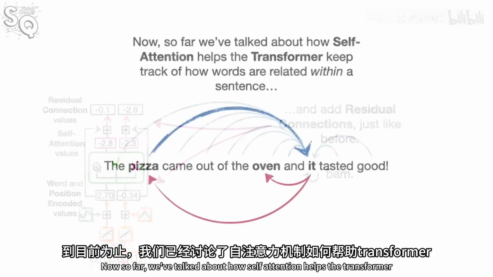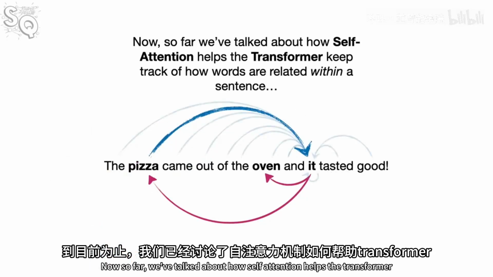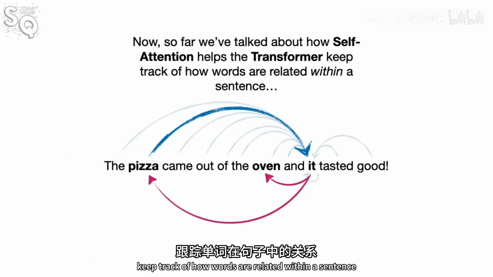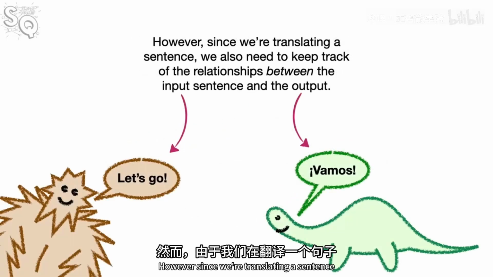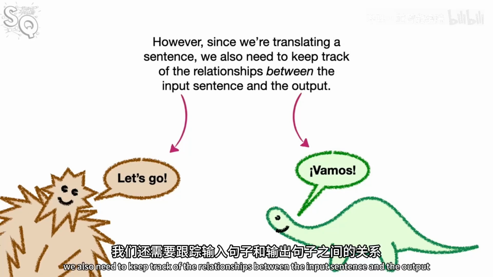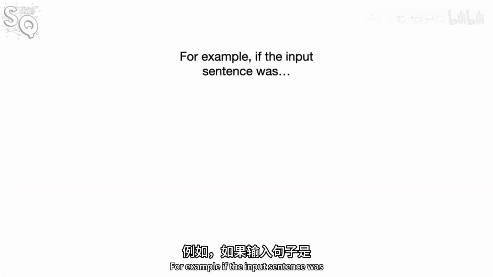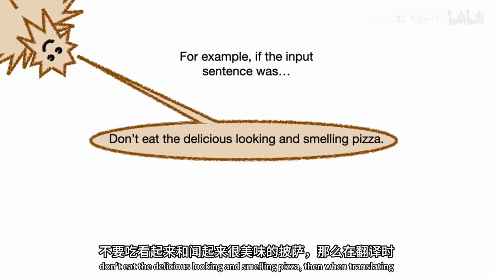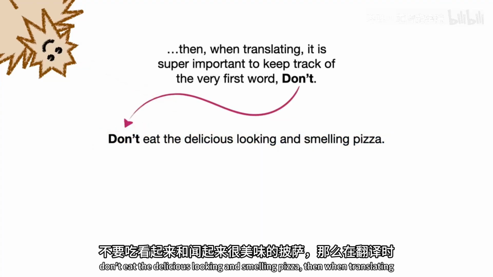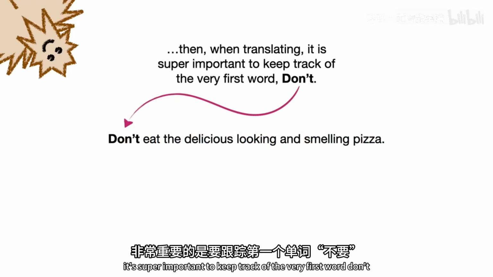Bam! Now, so far we've talked about how self-attention helps the transformer keep track of how words are related within a sentence. However, since we're translating a sentence, we also need to keep track of the relationships between the input sentence and the output. For example, if the input sentence was, "Don't eat the delicious-looking and smelling pizza," then, when translating, it's super important to keep track of the very first word, don't.